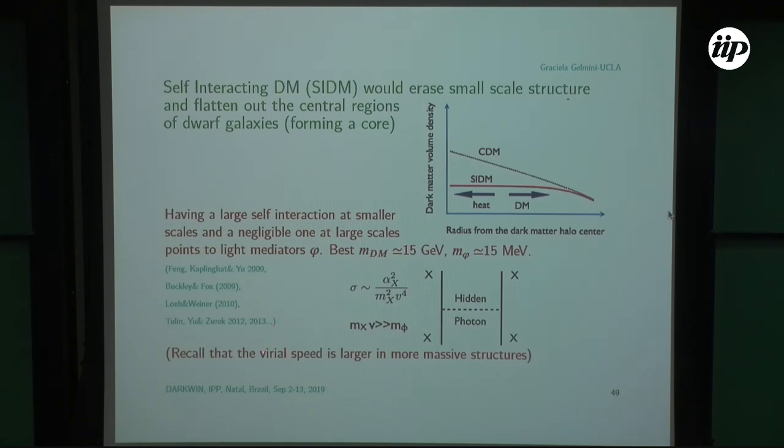But you must not actually change much the things where you know that can be very well explained without self-interactions. And so having a large self-interaction at the smaller scales and a negligible one at larger scales points to light mediators, mass zero or very light, because then you have a velocity-dependent cross-section. This is like Rutherford scattering. You have studied Rutherford scattering. It goes as 1 over the kinetic energy squared, right? The kinetic energy is v squared, so this is 1 over v to the fourth. So light mediators is in this.